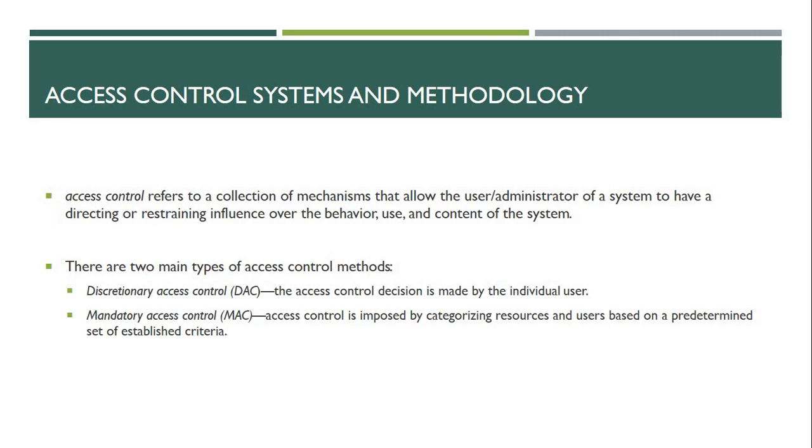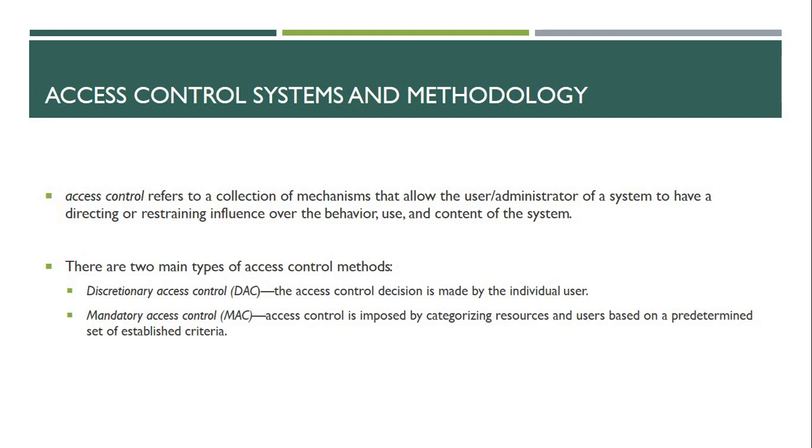Then, when we say mandatory access control or the MAC, it is an access control that is imposed by categorizing resources and users based on a predetermined set of established criteria. For example, in military and government organizations dealing with sensitive data, the users and resources may be organized into the following categories. Here come unclassified, confidential, secret, and top secret. These are the categories given to the file or to the information itself.